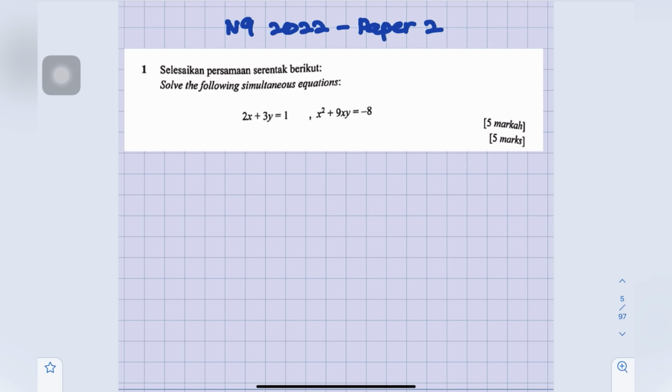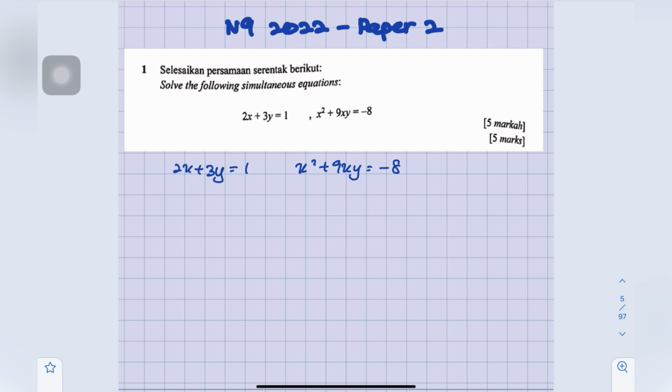Today I would like to share with you the solution of trial SPM Maths Paper 2 2022 of Negeri Sembilan. Okay, here is question number 1. Solve the following simultaneous equations. We have 2x plus 3y equals 1 and x squared plus 9xy equals negative 8.